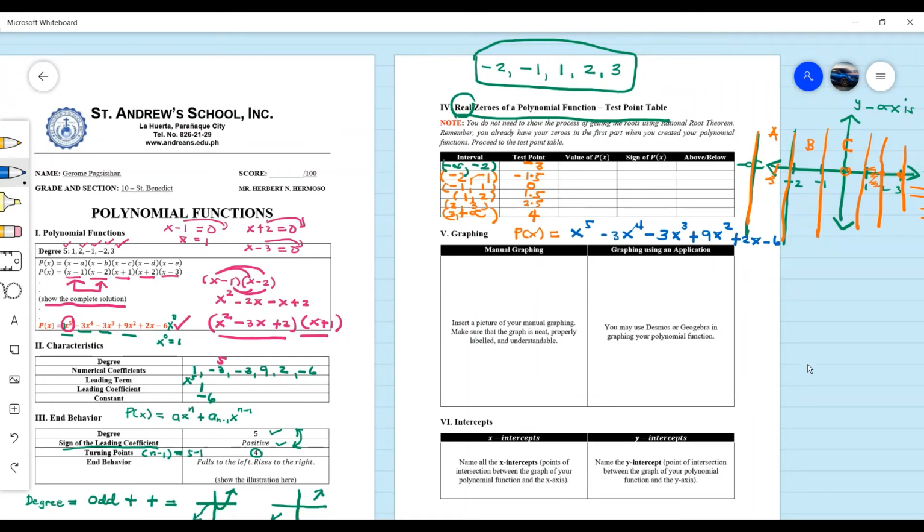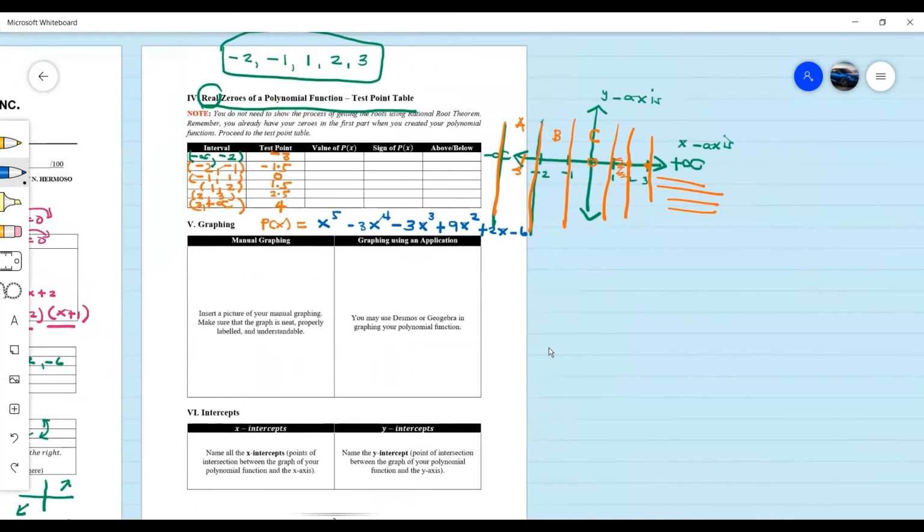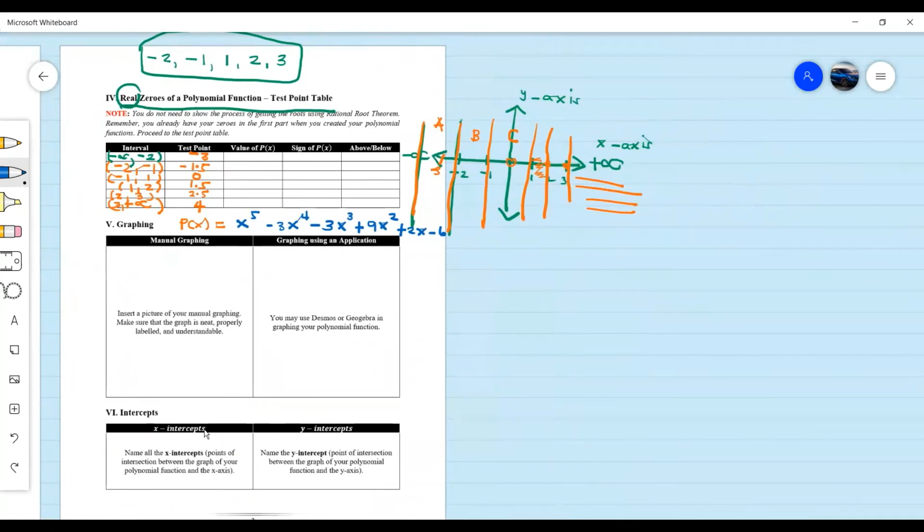So, ang gagawin natin, we go back to our third column of this table. So, value of P of X, meaning to say, ipapalit natin lahat ng test point na yon para makuha natin to. You have your calculator. What you're going to do is just use your calculator. So, isample ko lang po. Isa lang ang isasample ko and the rest you will do it on your own.